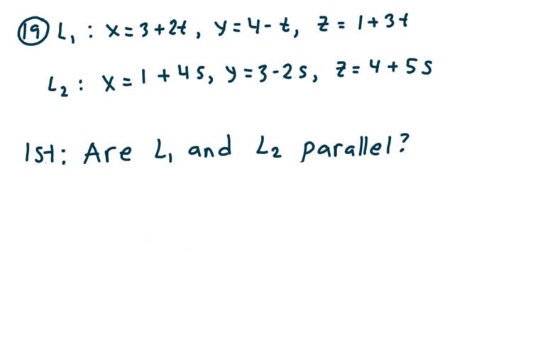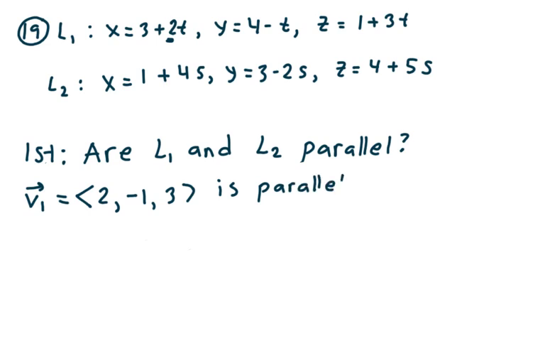Now, here's how this works. V1, which is equal to the vector, the first component of V1 is going to be 2, the second component of V1 is negative 1, and the third component of V1 is 3. So V1 is parallel to L1.